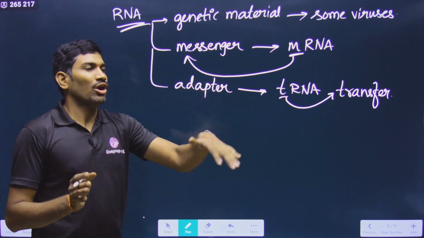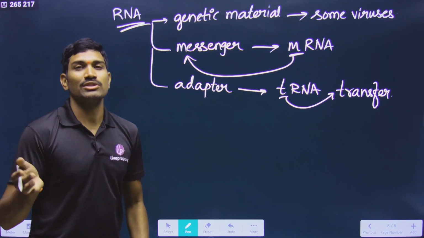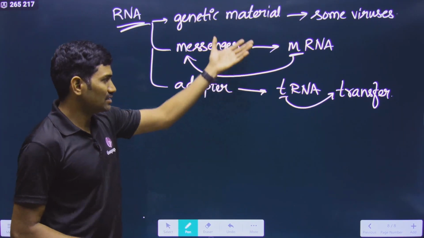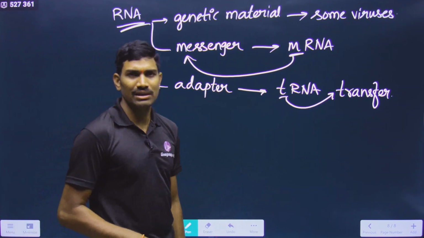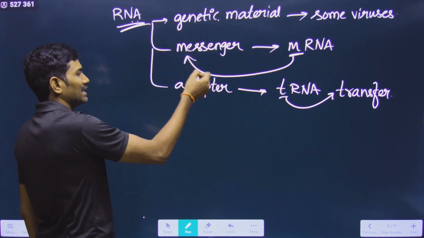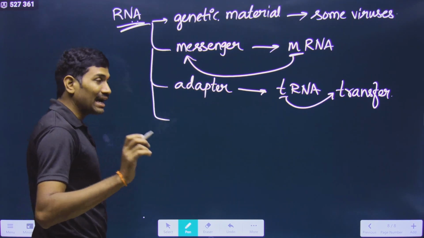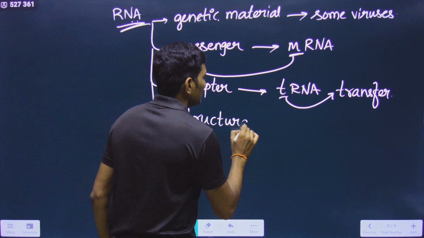What will it link? On one side it is attached to an amino acid, and on the other side it is attached to a codon present on mRNA. In the molecular basis of inheritance chapter, I will explain all these things in more detail. Here, simply remember the examples, that's it. RNA can act as genetic material, RNA can act as messenger, RNA can act as adapter, and even RNA has a structural role.